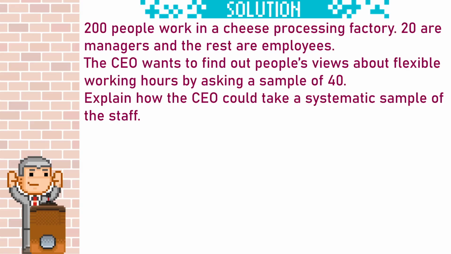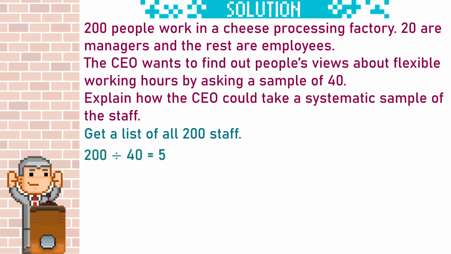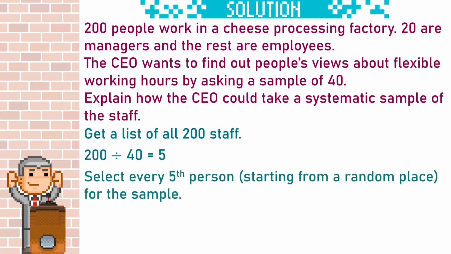For a systematic sample, the CEO will need to first of all get a list of all 200 staff. Now they're looking for a sample of 40, so what we can do is 200 divided by 40 to work out the fact that they'll need to select every 5th person on the list. And they can start at a random place. And so they pick one and then miss 4 out and pick the next one until they've got all 40 for their sample.